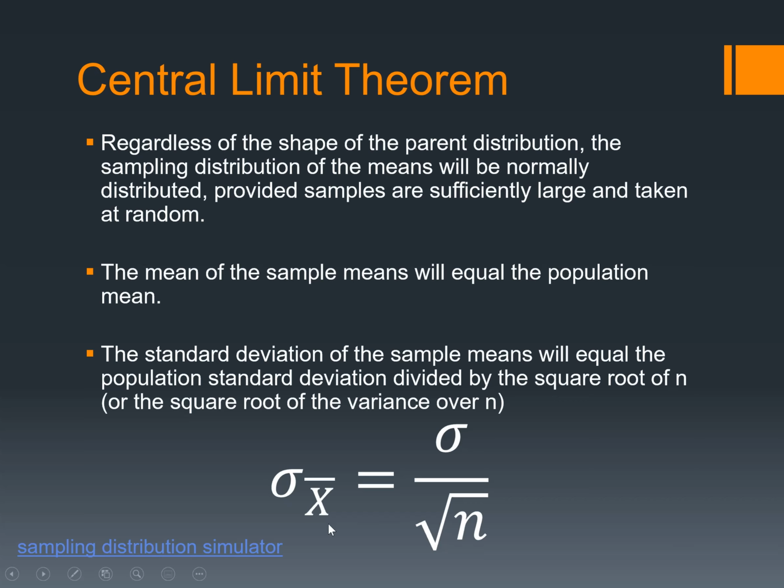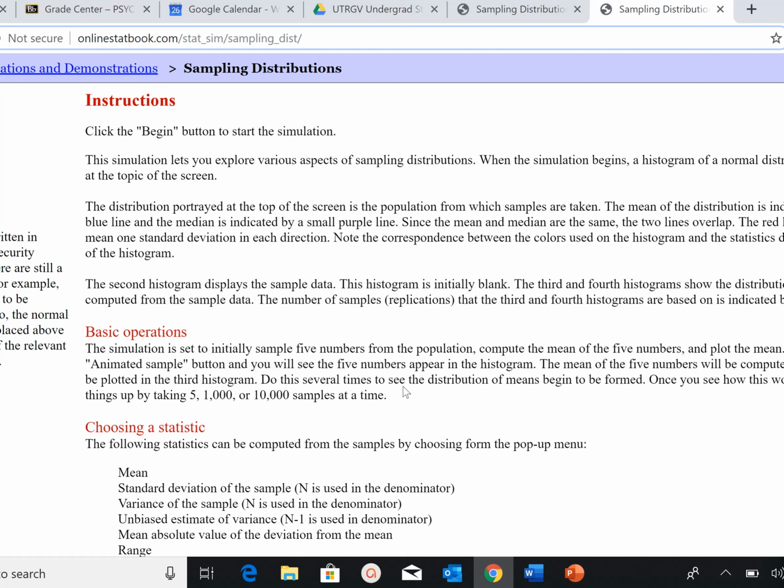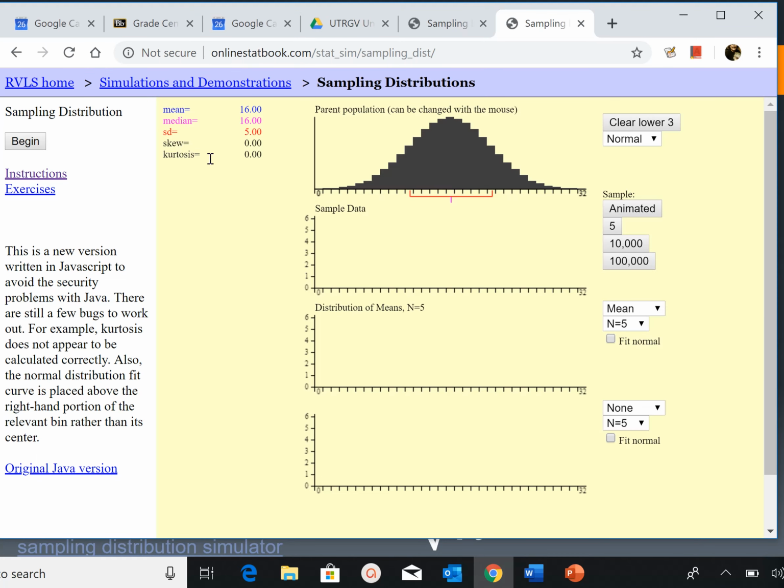So I want to demonstrate using this simulator, which hopefully will work on this computer. I've got to do some adjusting. Give me a moment. There we go. Okay, so this is really beautiful. So get some tissues or something, because you may actually experience tears of joy.